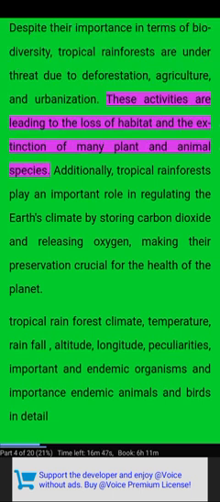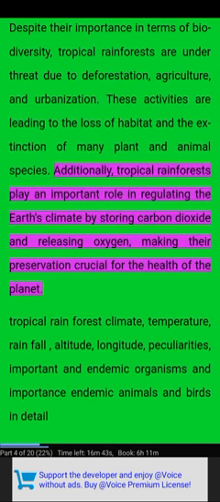These activities are leading to the loss of habitat and the extinction of many plant and animal species. Additionally, tropical rainforests play an important role in regulating the Earth's climate by storing carbon dioxide and releasing oxygen, making their preservation crucial for the health of the planet.